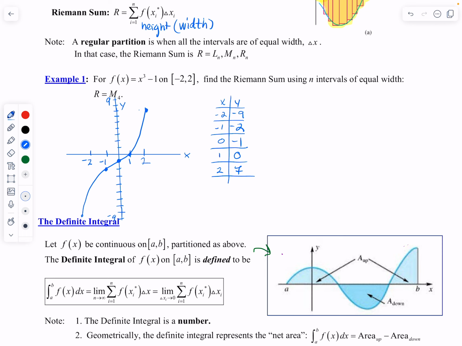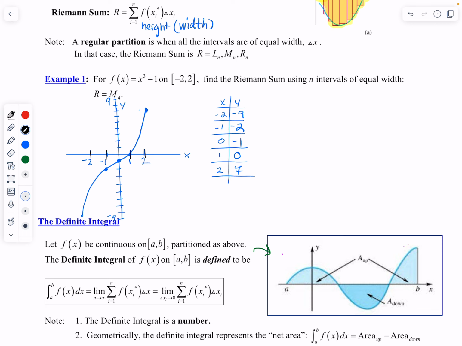Now it says, for f of x equaling x cubed minus 1 on the interval from -2 to 2, find the Riemann sum using n intervals of equal width. Okay, so when they mean equal width, that means the width of the rectangle, which means the width of the x. Okay, so what I'm going to do is use 1 unit at a time. Okay, so to do this, I'm doing the width equal to those x values.